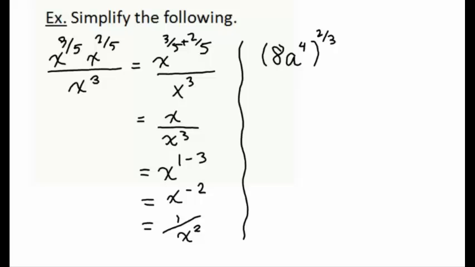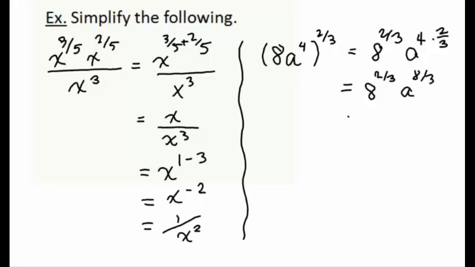Next up, let's take a look at 8 a to the 4, all to the 2 over 3. Now here we're going to use the distribution property, so I'm going to distribute the outside power, which is 2 over 3, to both the 8 and the a. Now when I distribute to the a, because we have a power of a power rule happening, I'm going to multiply these two fractions together. So we have 8 to the 2 over 3 times a to the 8 over 3.